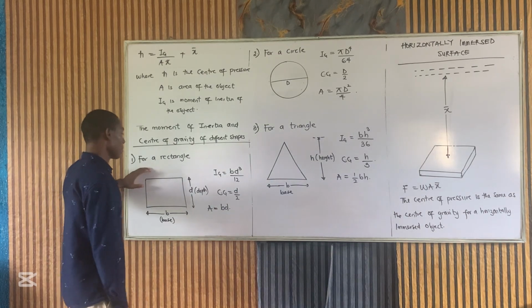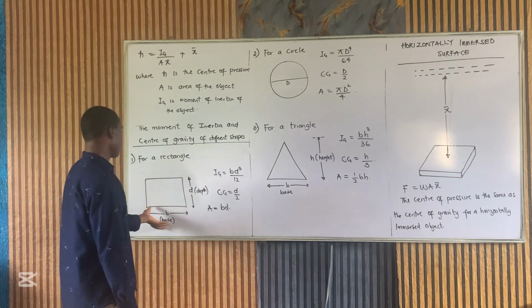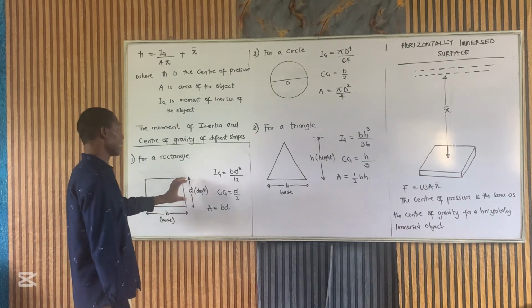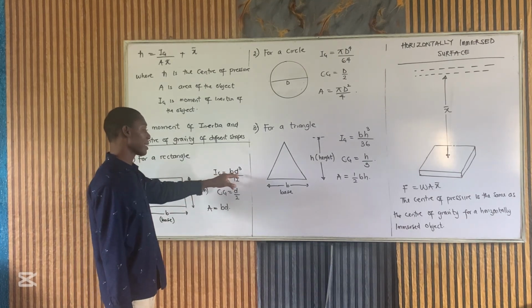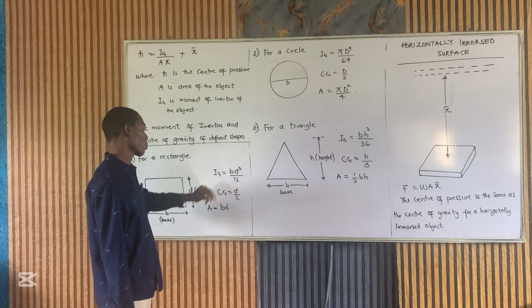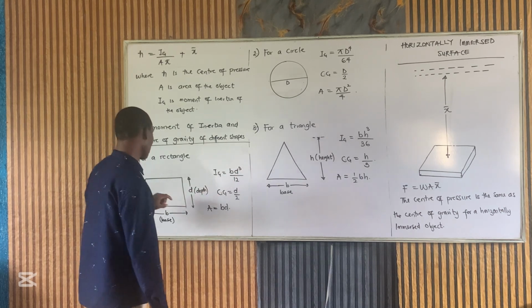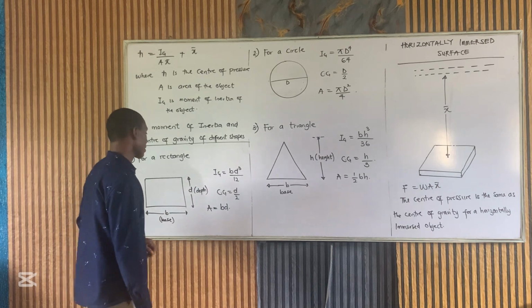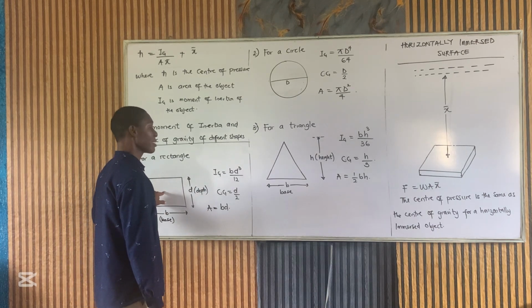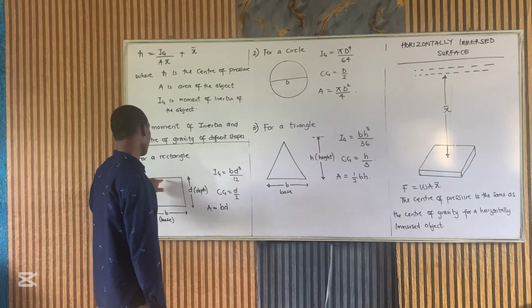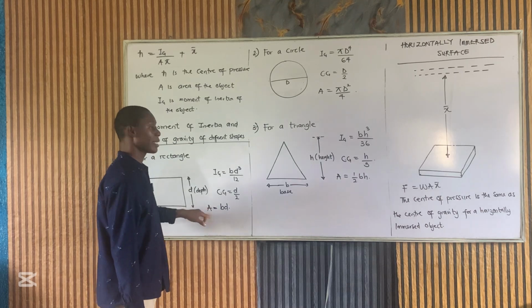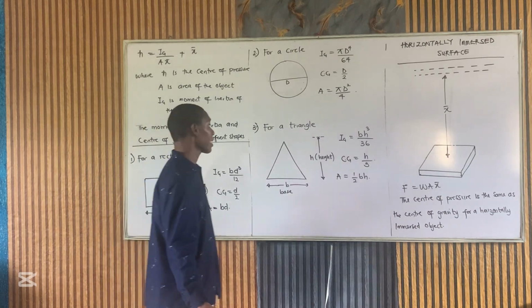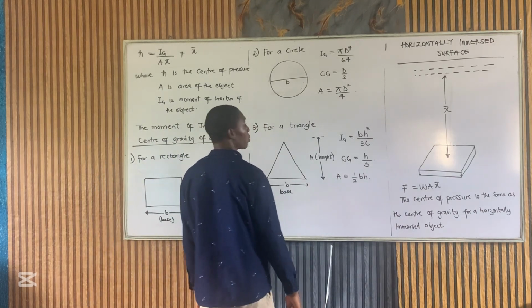So for a rectangle now, having a base, or you say width, and then the depth. The moment of inertia is the base times the depth raised to power 3 over 12. The center of gravity is the depth over 2, so it happens at the middle. The position of center of gravity is here, so the distance from here to here will be depth over 2. And again, the area is base times the depth.